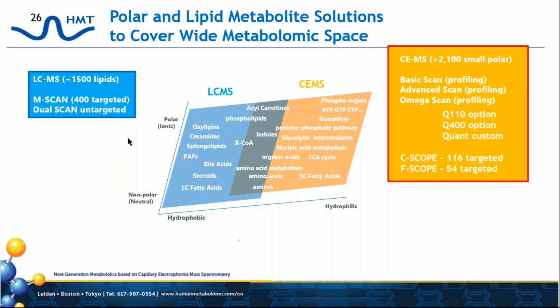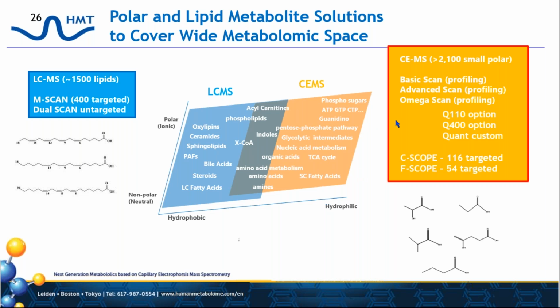To do that, we have options including MScan, which looks at amino reactive compounds and lipids. We have 400 target lipids. We offer a dual scan, which is an LC-MS process, so this allows us to look at the larger chain lipids, steroids, and bile acids. But we also have all the CE methods to look at the smaller fatty acids. We have our untargeted profiling options and our quantitation options. We can also look at isotopomers using our F-scope for C13 and N15 labeling. So we have many options available, depending on the types of samples and the type of goals within each clinical project.